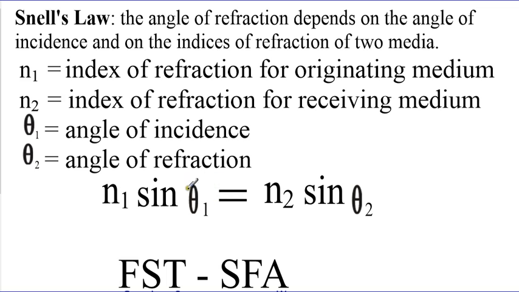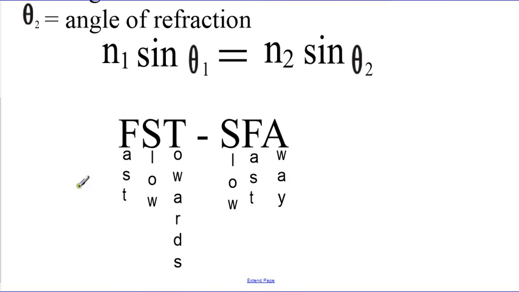What you do need to pay attention to, though, is our thetas, our angles, are going to be measured in degrees. So you need to make sure you have your calculator set to degrees and not radians. And you need to make sure that your n values are greater than 1. An acronym that I like to use to check my work is FST SFA. So fast to slow is towards, and slow to fast is away.